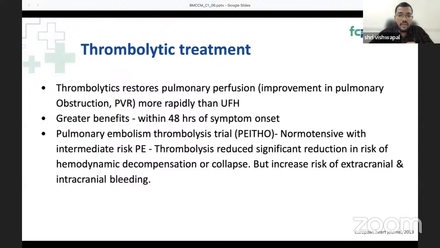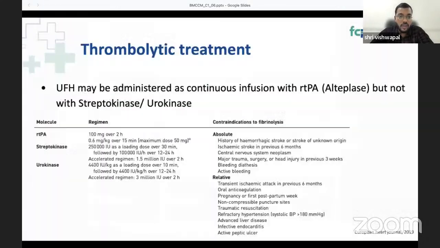In the trial called the Pulmonary Embolism Thrombolysis trial, in normotensive patients with intermediate risk PE, thrombolysis significantly reduced the risk of decompensation or collapse of the patient, but thrombolysis increases the risk of extracranial and intracranial bleeding. So it should be used cautiously. So this is the treatment regimen for thrombolytics.